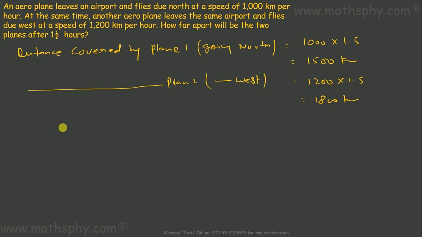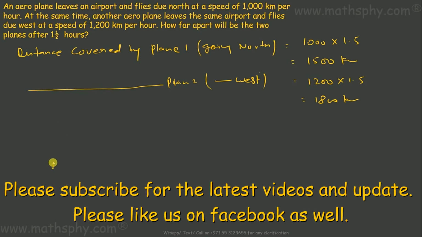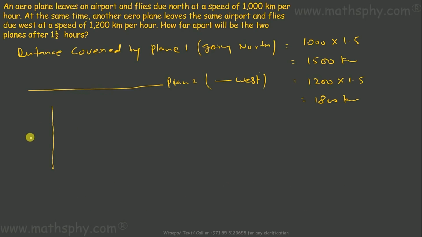Now let's put it this way: plane 1 heading north, 1500 kilometers. Plane 2 heading west, 1,800 kilometers. We need to know how far apart will be the two planes after 1.5 hours. Means, what is this distance here? If I take this as A, B and C, this is 90 degrees. I need to know this. So this will be hypotenuse because ABC is a right angle triangle. So AC square will be AB square plus BC square.